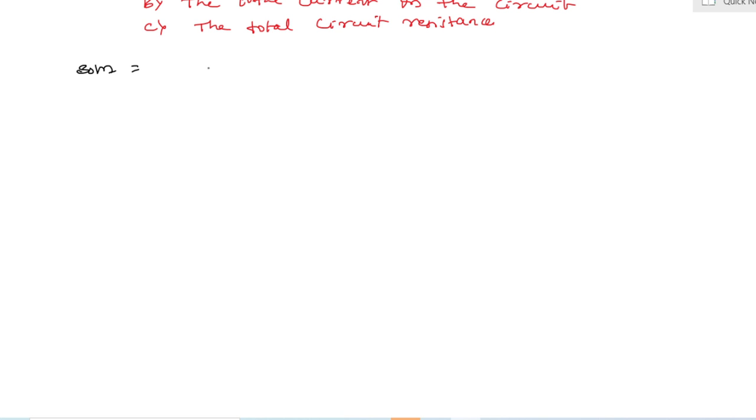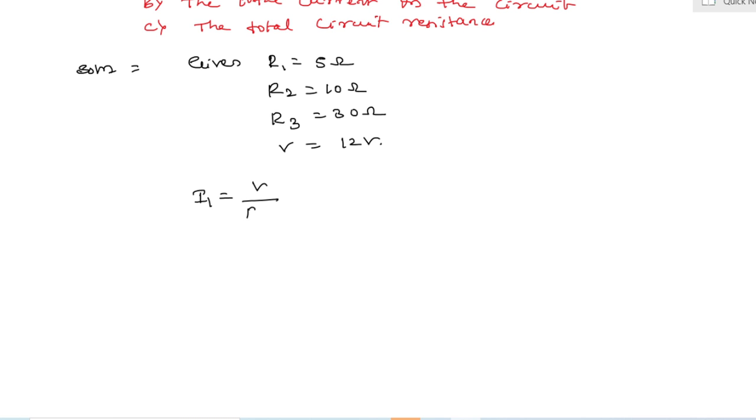Solution. Given R1 is 5 ohm, R2 is 10 ohm and R3 is 30 ohm. The battery V is equal to 12 volt. This is also the potential difference across each of the individual resistors. Therefore, to calculate the current through each resistor, we use Ohm's law. I1 through R1: I1 is equal to V by R1, that is 12 divided by 5.